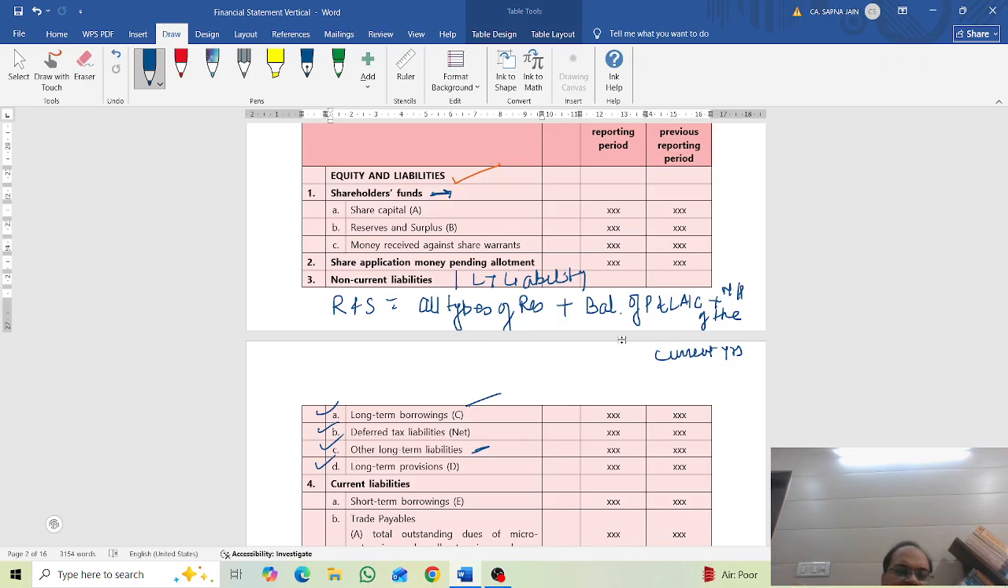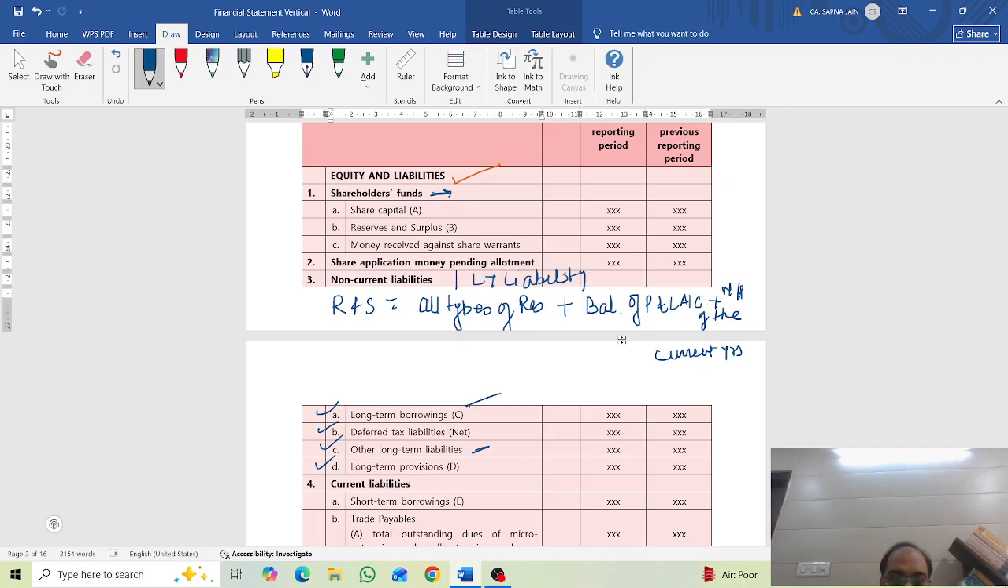Suppose you purchase a machinery worth ₹10 crore, and as per the terms and conditions of repayment, you can repay the money after 12 months. Suppose you purchase the machinery for ₹10 crore from ABC Limited और ABC Limited आपसे कहती है कि आप ₹5 crore हमको 1 साल के बाद पे कर सकते हैं. So this is called long-term liability.